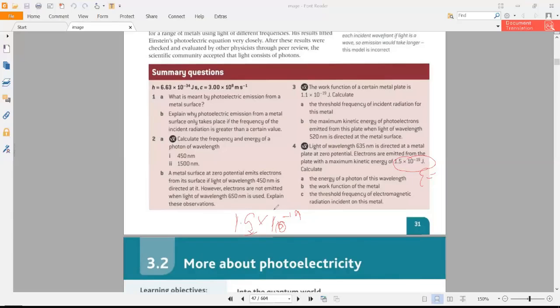It's hard. Okay, wait, let me try it. E equals work function plus KE. You need to find the energy of photon. Actually, kinetic energy is given to us, and we need to find the energy of photon, and the wavelength of light is also given to us. So you need to find it by using this formula: E equals hc over lambda.